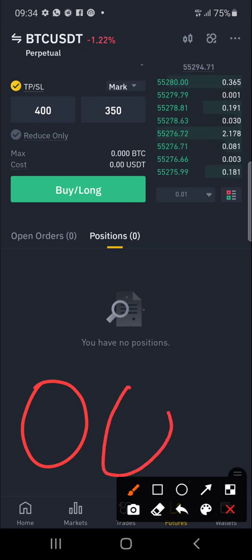Then here again, you will see take profit and stop loss. If you want to adjust your take profit level or stop loss level, you can also do this at this point in time.